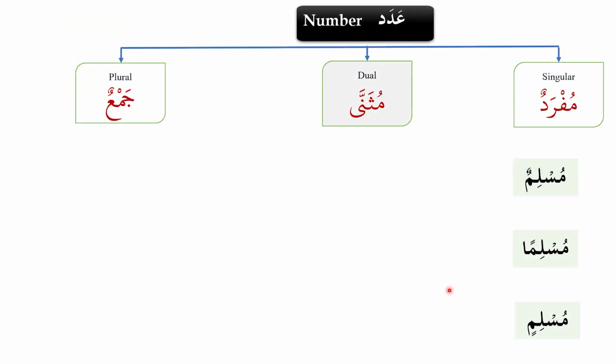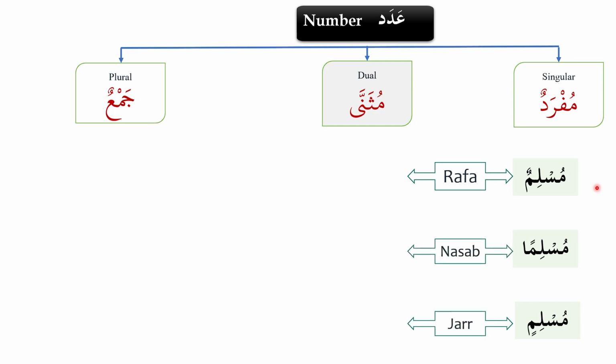Bismillah. An Arabic noun can be singular, dual, or plural. We have covered duals in lesson 6. Here we're covering one type of plural called sound masculine plurals. A singular word can be in 3 different i'rab. It can be rafa, nasab, or jar. All of them, of course, means a Muslim.